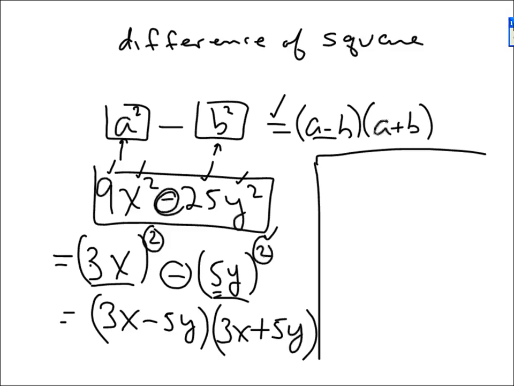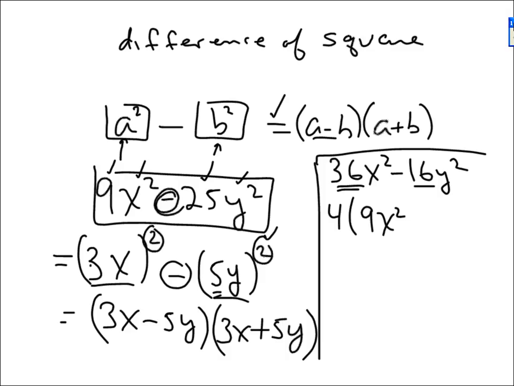But like with every factoring problem, you need to ask yourself, can you factor out anything in common? If I haven't asked it in the last couple of problems, I've been sloppy. I can factor out a 4. So it's 4 times 9, that gives me 36 times x squared, minus the 4 times 4 gives me 16 times y squared. Now, what is inside those brackets is the difference of squares.